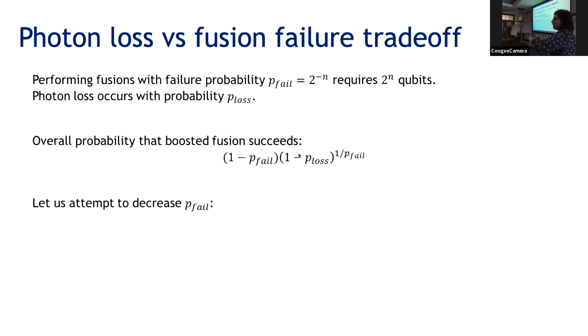The lower p fail I want, the more photons I have to add to my network, and the higher the probability that one of these photons is going to be lost. So if I try to decrease p fail and increase this first part, I will take a hit and start decreasing the second part. So there is a balance between how many photons you add before you actually start making things worse, because more photons are now going to be lost.